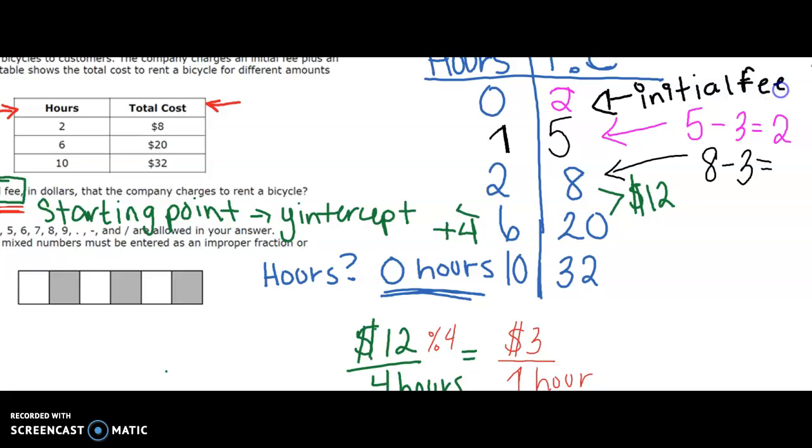So the answer on this one would be just 2. That would be what you type into the box right here. 2.